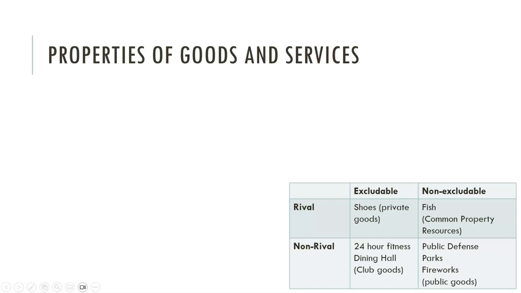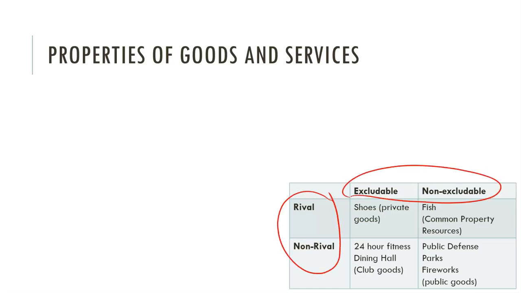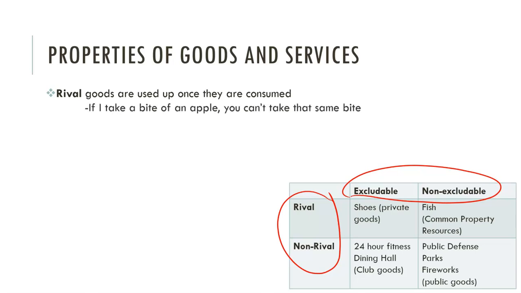So, properties of goods and services, we are specifically looking at whether it's rival or non rival, excludable or non excludable, and then the different combinations of both of those. So, rival goods are things that are used up once they are consumed. For example, if I take a bite of an apple, you cannot take that same bite. It's just gone. I ate the apple, no more apple.